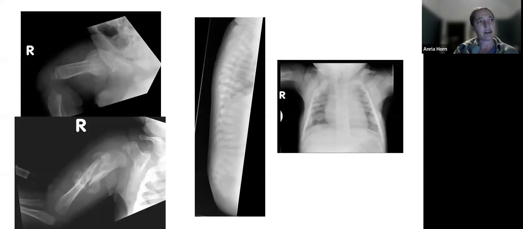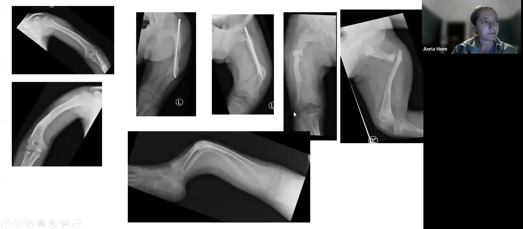These are just some X-ray features of a very severe OI. We actually thought this is probably a type 2, but the patient survived. So born with multiple fractures, femur, tibia, vertebral fractures, multiple rib fractures. You can see all these little balls, just rib fractures. So that's quite severe. And then this is just some more X-ray features.